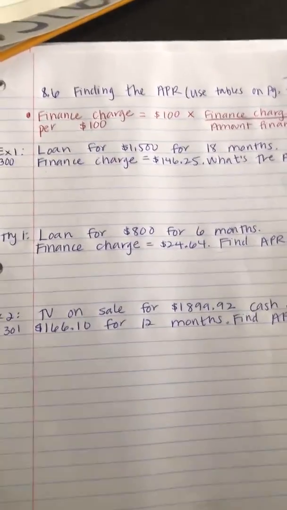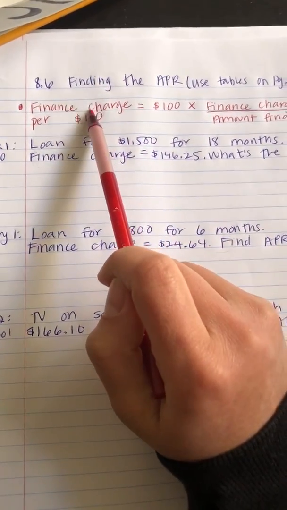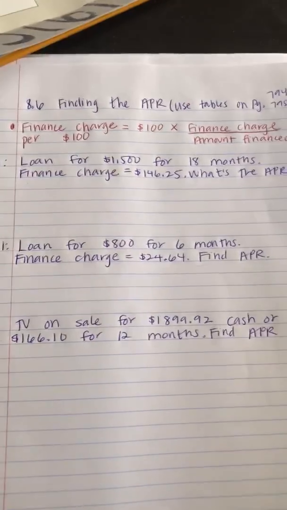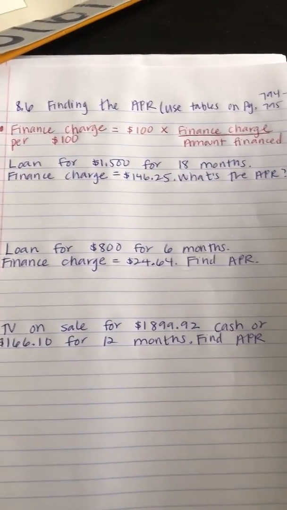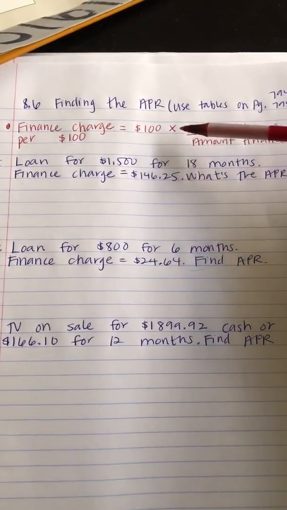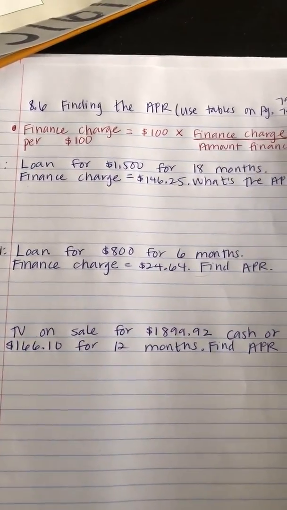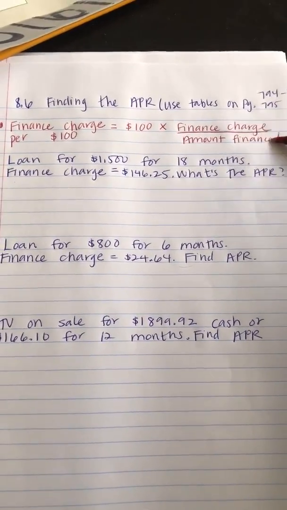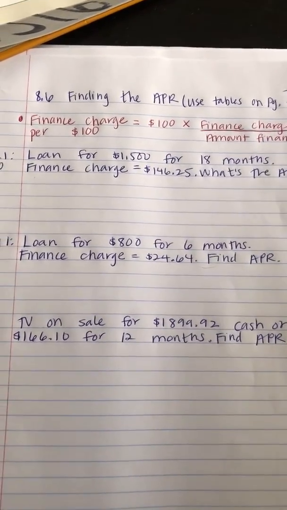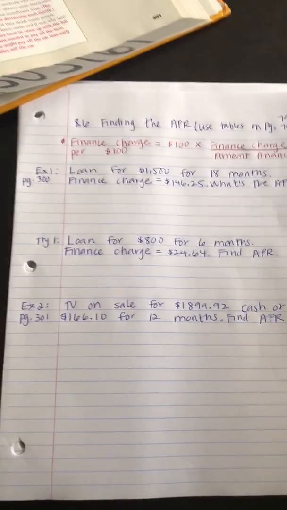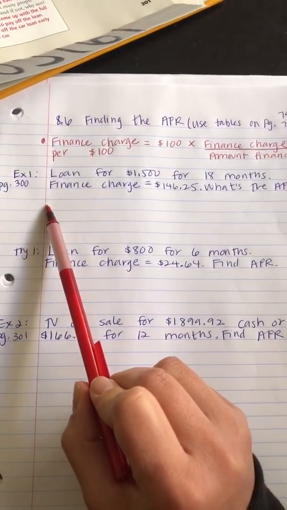So for this section, this is the formula that you need. You're going to find the finance charge for every $100 that you borrow. So it's 100 times the finance charge, which the problem gives you, or you calculate, times the amount financed. So let's look at an example. If you want to follow along, this is on page 300 of your book.